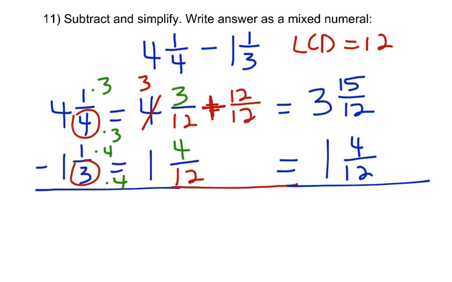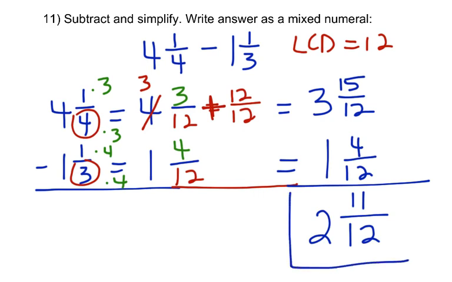I can take 4 from 15. That gives me 11. The denominator stays the same of 12. And then 3 minus 1 is 2. I look at this fraction and see if I can simplify it any further. 11 and 12 don't have any common factors I could divide out. Can't simplify that any further, so my final answer is 2 and 11 twelfths.